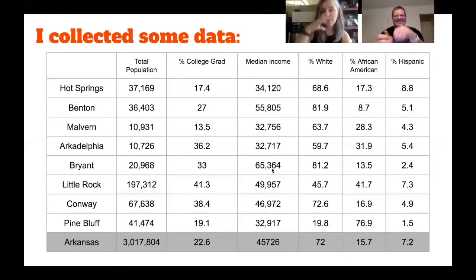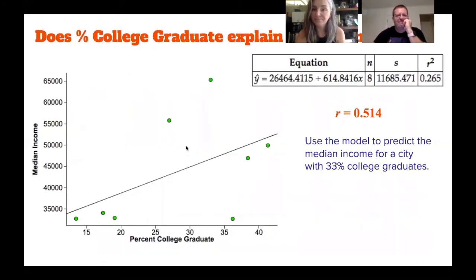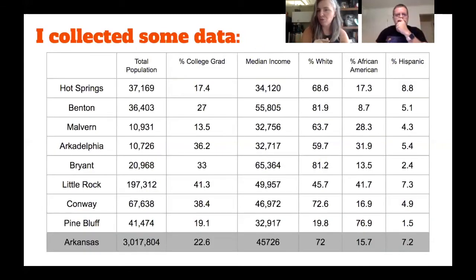Okay, so what we're going to do here is look at some models that try to predict income. Here's the first one, the one everybody assumes to be true. I should preface this by saying, look how few cities I grabbed. If I really wanted to do this honestly and just do Central Arkansas, I would want to get all the cities within the region, if possible, to have more data to talk about.